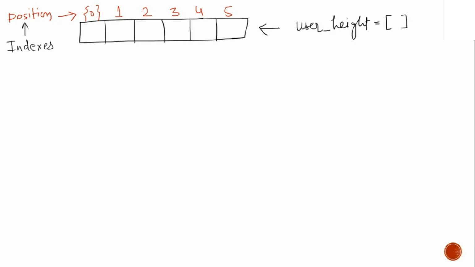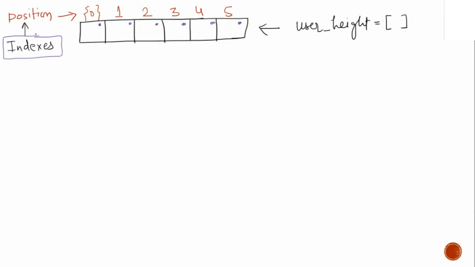Whenever you are creating a list, I have created an empty list in which I have defined 6 positions. You can see that I can have a value here, a value here, one value, second value, third value, fourth value, fifth value, and sixth value. Whatever value I give, it can be entered here.